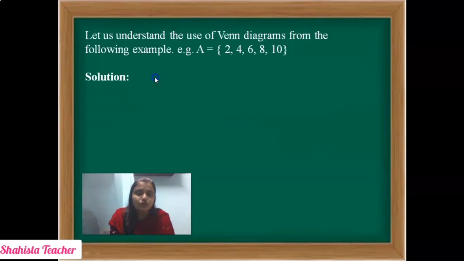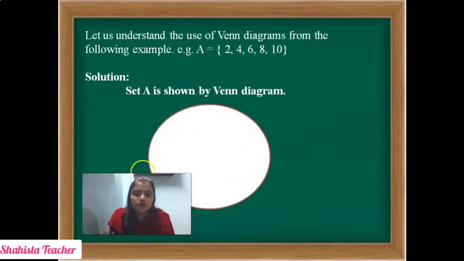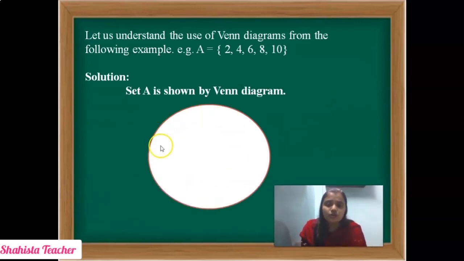First we write that A is shown by a Venn diagram. Now we draw one oval, that is our Venn diagram. This red circle will represent all these elements. After drawing this circle, we put all these elements inside it one by one: 2, 4, 6, 8, 10, and here we write A, because A is the set. Set A carries 5 elements, which are 2, 4, 6, 8, 10, and they are all even natural numbers. So A is shown by a Venn diagram.